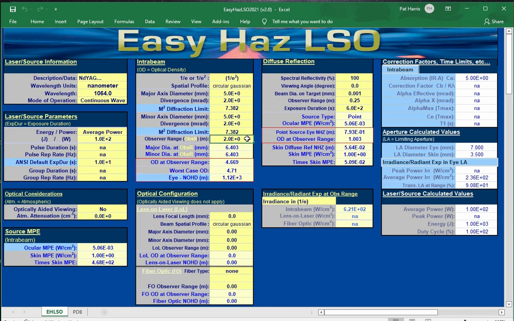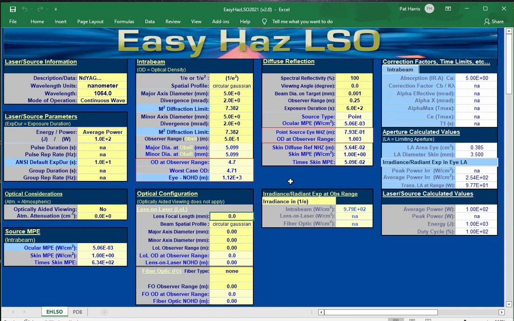Let me put this back to half a meter. Okay, power transmitted through the limiting aperture divided by the area of the limiting aperture. That gives us our irradiance of the laser. Divided by the MPE, take the common log, and that's where we get our OD value. So everything looks about right.